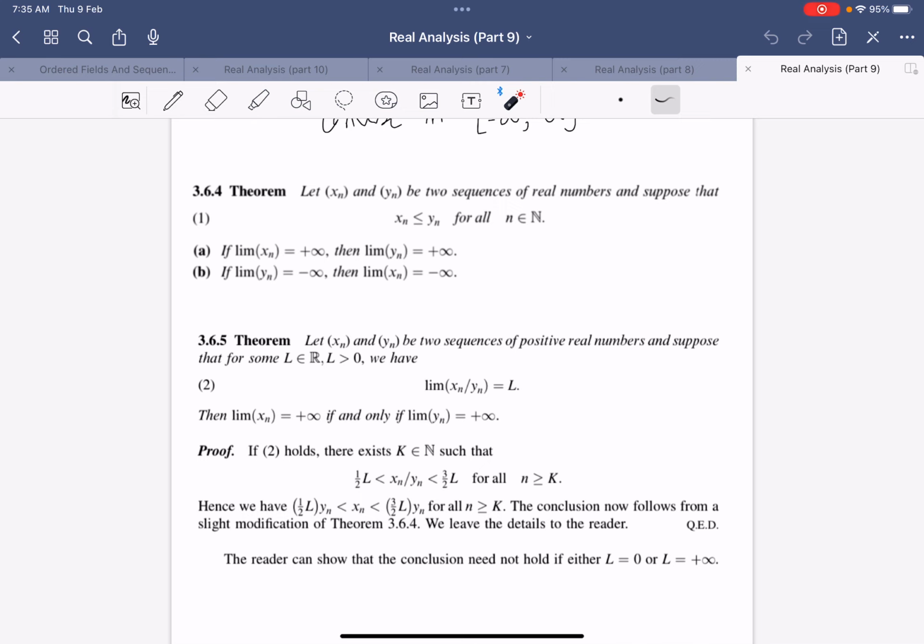But of course, this L must be greater than 0 and a real number. And so you can find examples to show that if L equals 0 or L is not a real number, it won't happen.